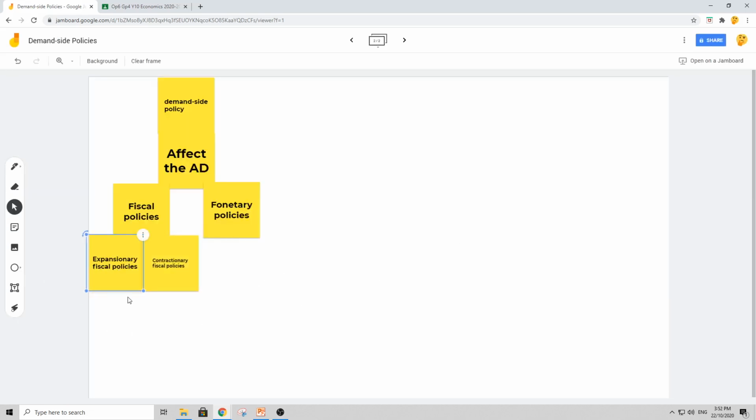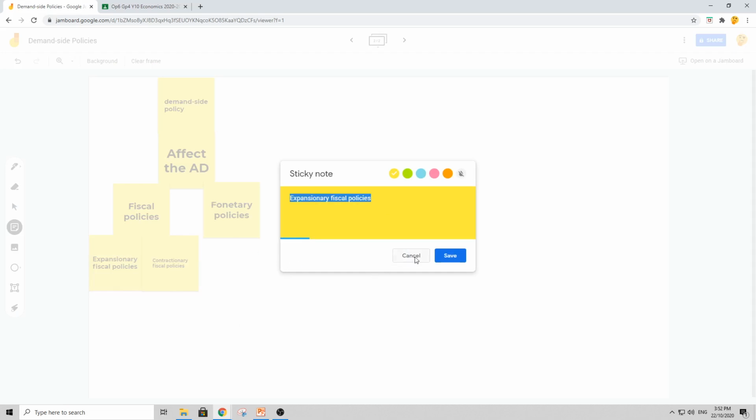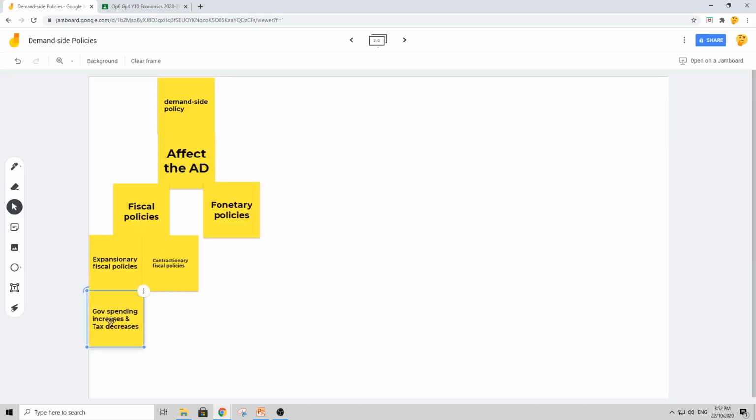Okay. So how do we do it for expansionary fiscal policy? Spend more, get less. Yeah. There you go. So government spending increases, and tax decreases. Okay, so here I'm just going to use some very simple wordings for the mind map. You can edit your mind map using your own interpretation.